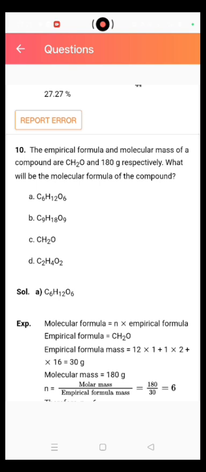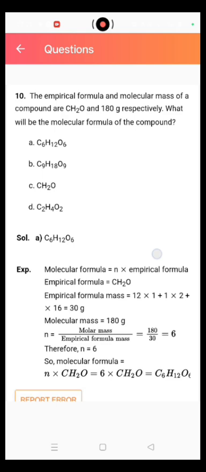So n is equal to molar mass divided by empirical formula mass. It is not number of moles, it is that term n which we need to multiply with the empirical formula to get the molecular formula. So molar mass divided by the empirical formula mass. So 180 by 30 is 6. Now we need to multiply that 6 with the formula CH2O. So CH2O into 6 is C6H12O6. Clear? Okay, so 10 questions are over from this chapter.